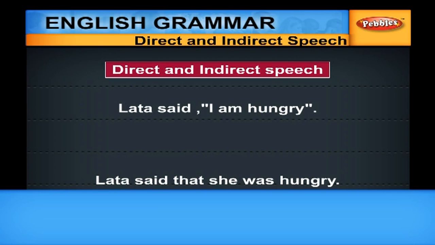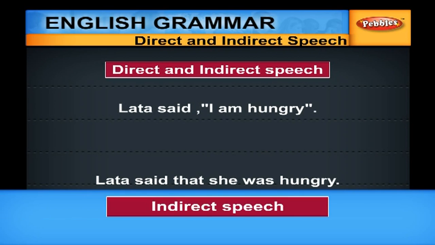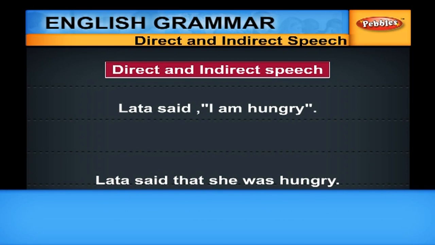Here, we are reporting what Lata said. This is indirect speech or reported speech. In the indirect speech, you don't have the quotation marks or inverted commas. You make the necessary changes also. What are the changes that we have made in this reported speech? While reporting what Lata said, we have included the conjunction that. I is changed to she. The tense of the verb in the reported statement is changed from the present to the past.